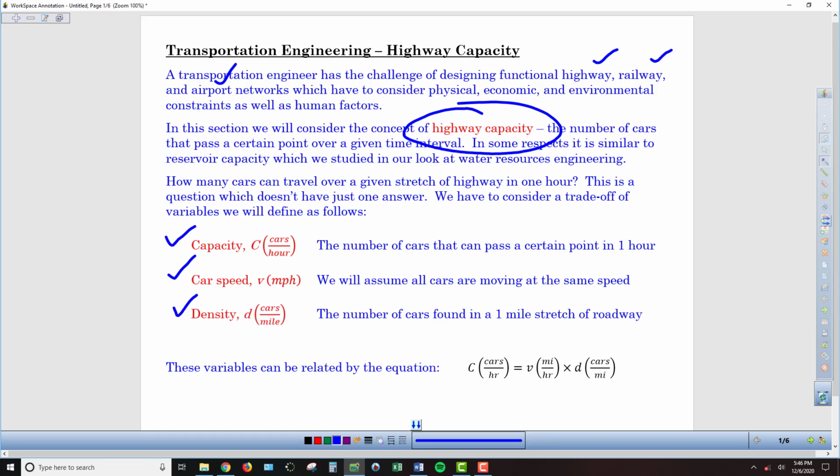And so these three variables tie in together in the equation that we see here. So the capacity in cars per hour is equal to the velocity, the speed at which the cars are traveling, times the density of the cars, number of cars per mile. We can see that the units work out just fine. We get the miles canceling each other out here, and we get the same units on the right as we have on the left, cars per hour.